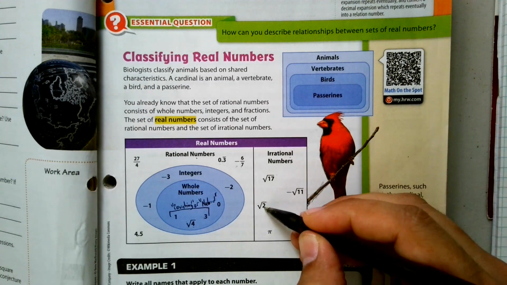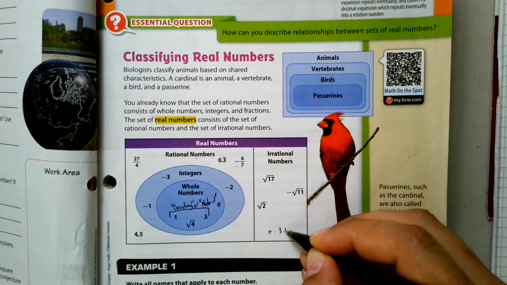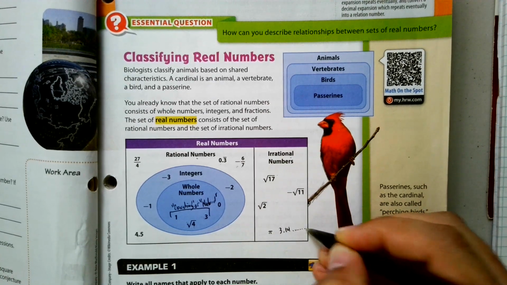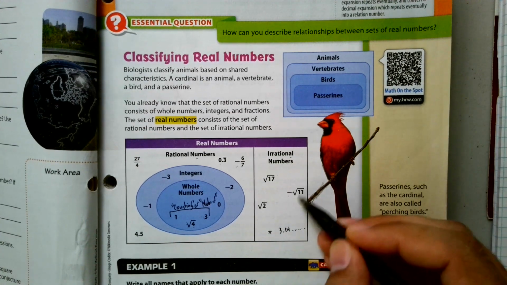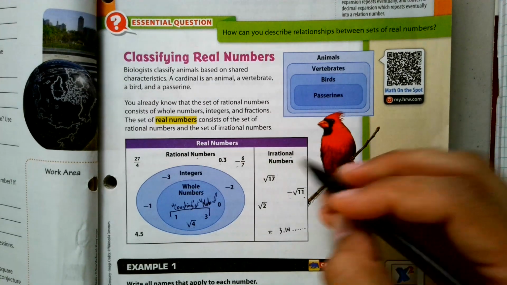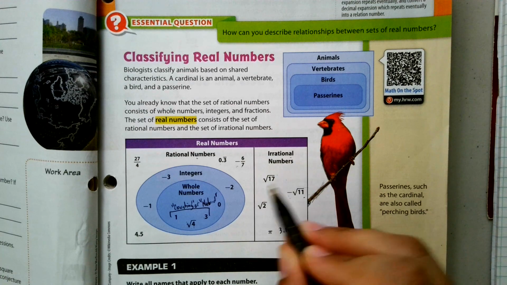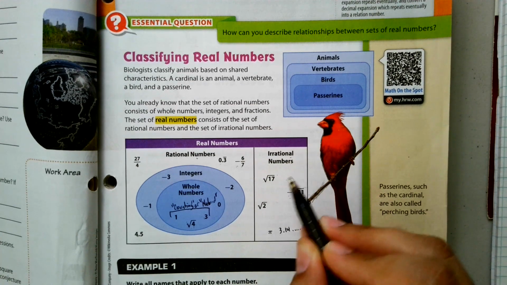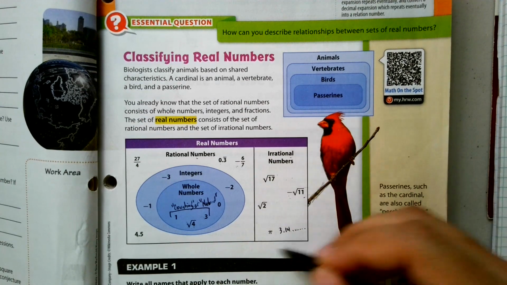Irrational numbers, like the square root of 2, or pi, which is unending: it's 3.14, and then it goes on forever. This is not a terminating decimal. Negative square root of 11 is not a terminating decimal. You cannot write that as a fraction. Square root of 17 is not a terminating decimal. You cannot write it as a terminating decimal or a fraction. Same with square root of 2. These are irrational numbers, all right?